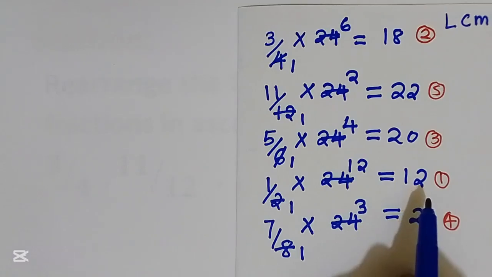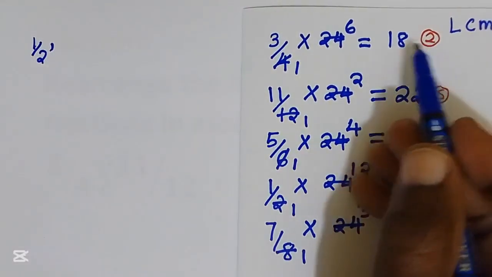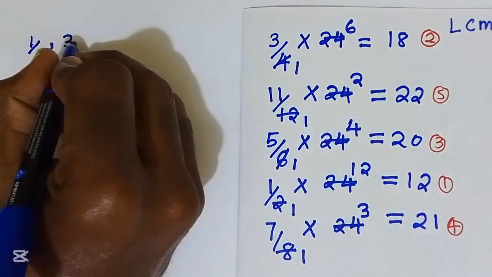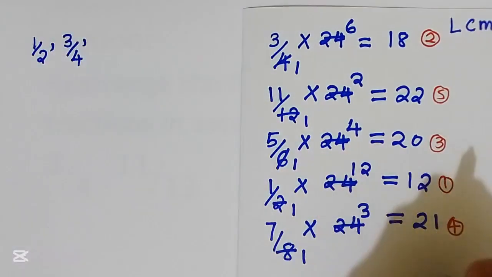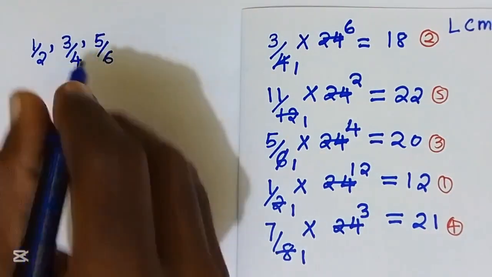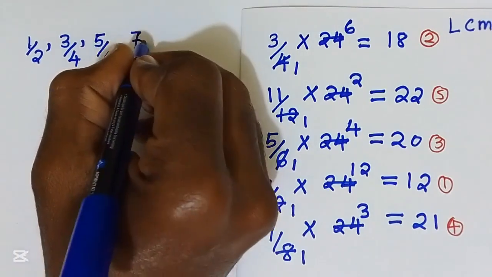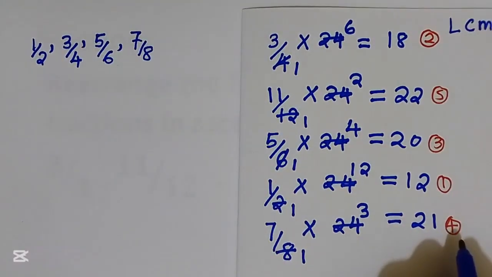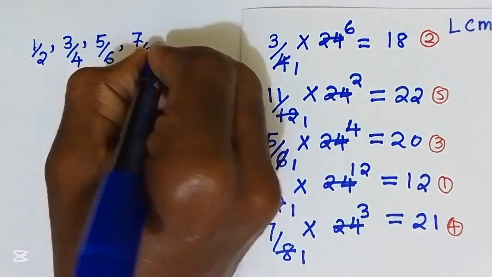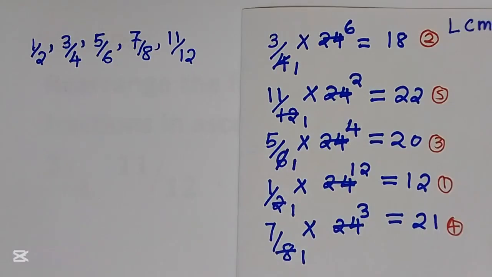So our first fraction is going to be a half, followed by 3 over 4. Then the third is 5 over 6. The fourth is 7 over 8. The fifth, it is 11 over 12. This is easily how we can arrange our fractions in ascending order or descending order depending on the question.